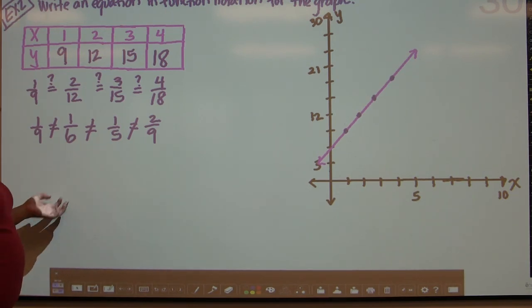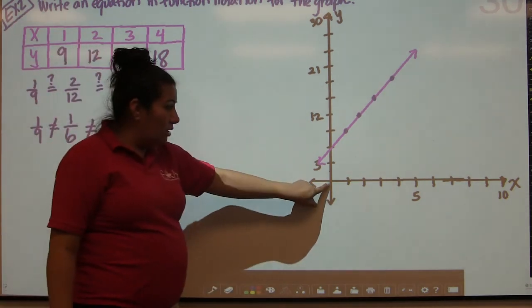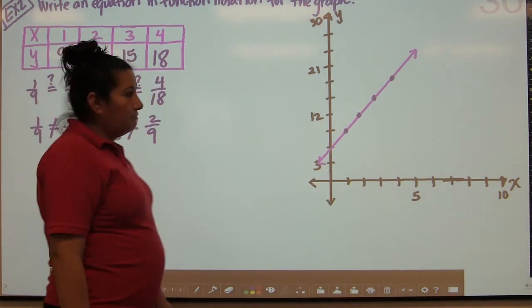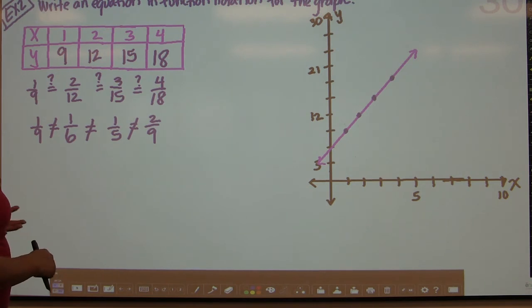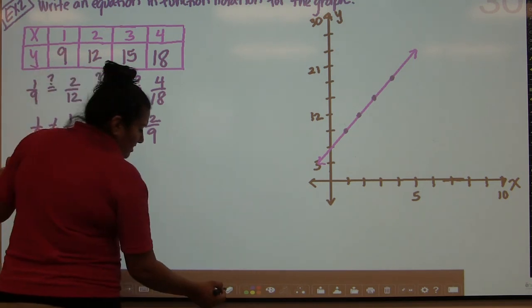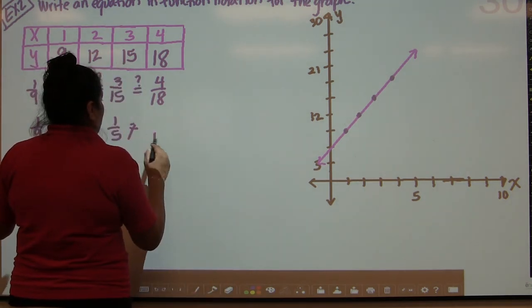Also, the other thing we can tell is that this graph is not passing through 0, 0, which is what it's supposed to do. So that's how we know that it's not going to be proportional. So now we know that it's non-proportional, but then it's still asking us to write an equation in function notation. So there are some things that we can do to kind of help us write a function.